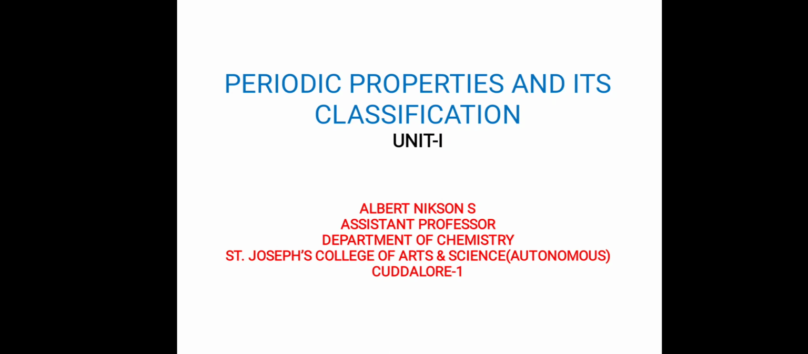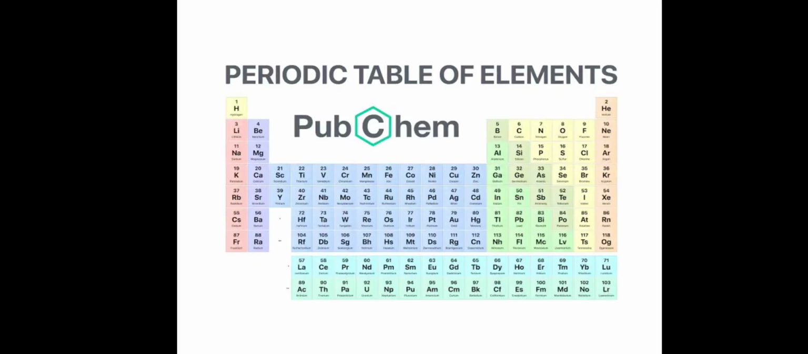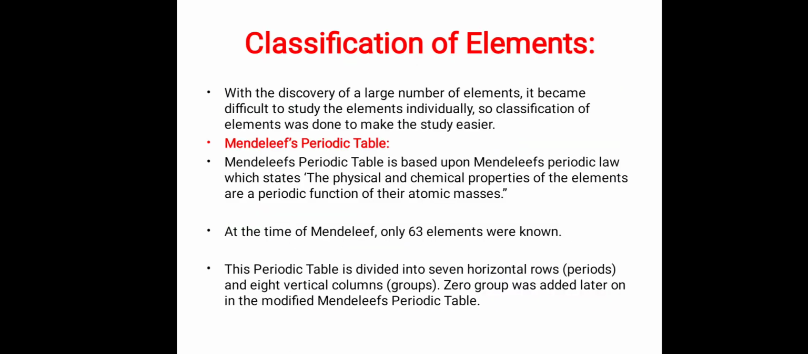In this video, we are going to discuss periodic properties and its classifications. This is a periodic table. It consists of s block, p block, d block, and f block. Classification of elements.